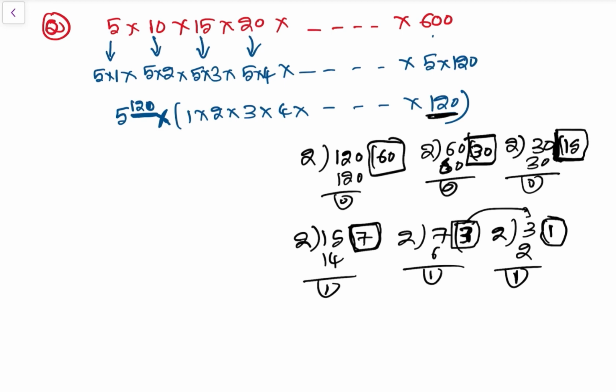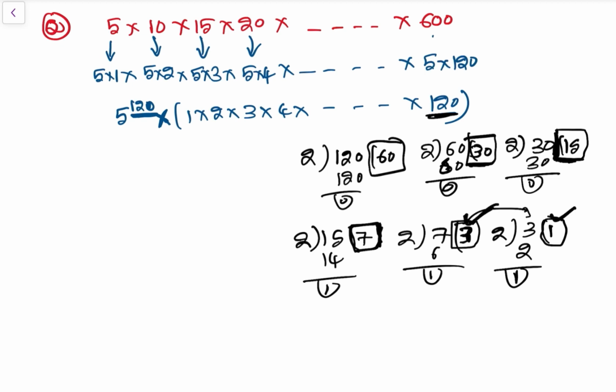Sorry, did we do something wrong? Okay. So 60 plus 30 is 90. 90 plus 15 is 105. 105 plus 6 is 110. 110 plus 2 is 112, 113. 113 plus 3 is 116.